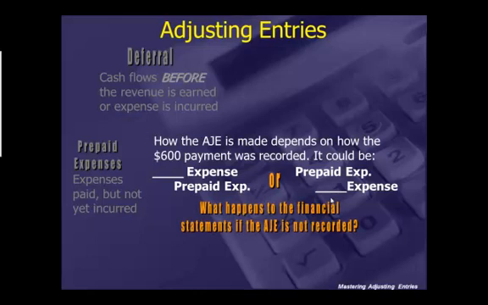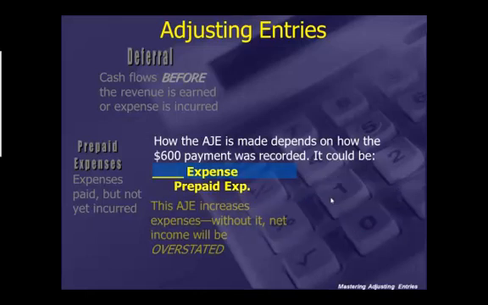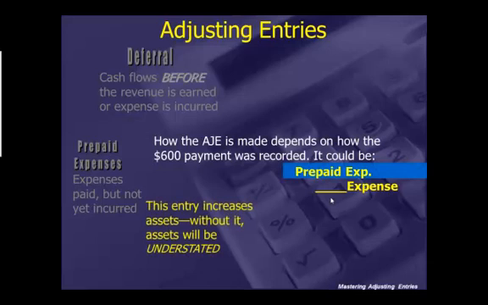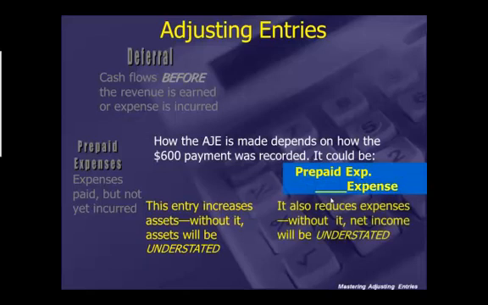What happens to the financial statements if the adjusting entry is not recorded? Well, over here, the adjusting entry that increases expenses, without it, net income is going to be overstated. It also reduces assets, and so without it, assets will be overstated. The second alternative, this one increases assets, without it, assets will be understated. This one reduces expenses, without it, net income will be understated. So we've got to be able to think about the effect not recording the necessary adjusting entry will have.